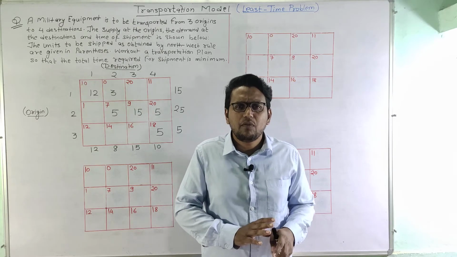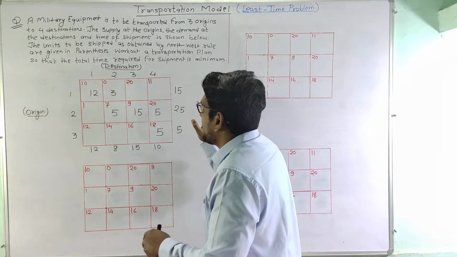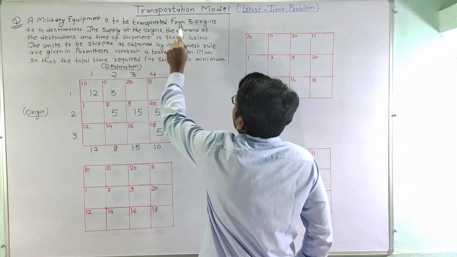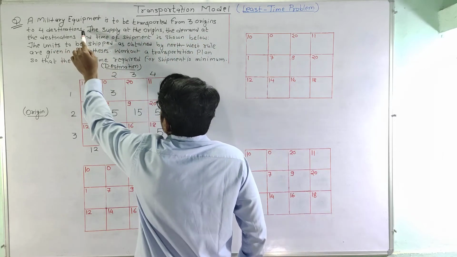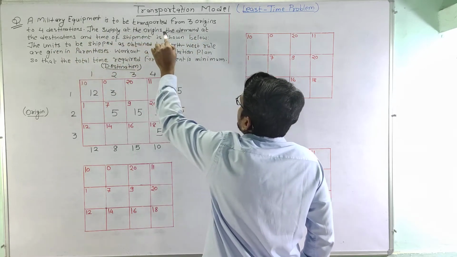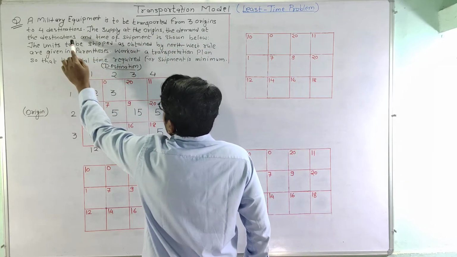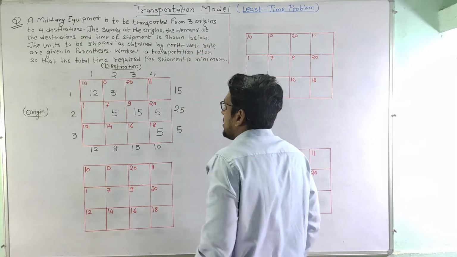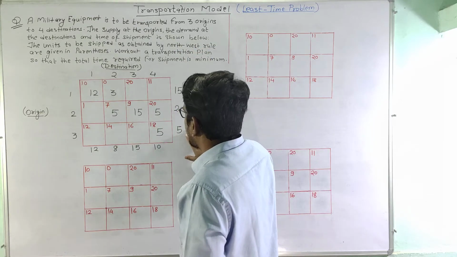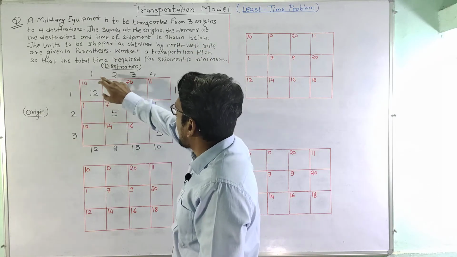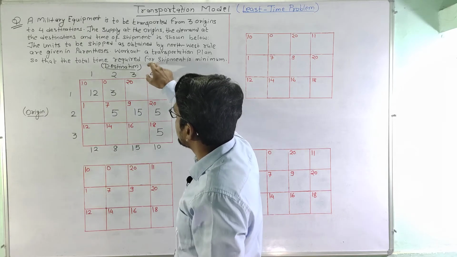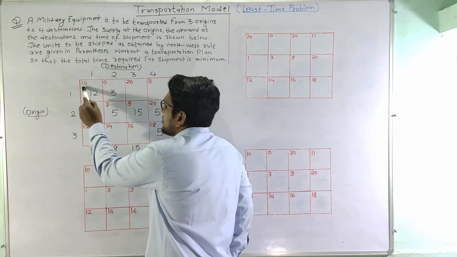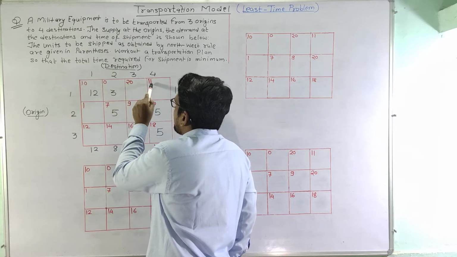Let us quickly move on to the problem. The problem says that military equipment is to be transported from 3 origins to 4 destinations. The supply at the origins, the demand at the destinations and the time of shipment is given below. So here the supply is given from the origins, the demand is given from the destinations, and this value is the time of shipment.